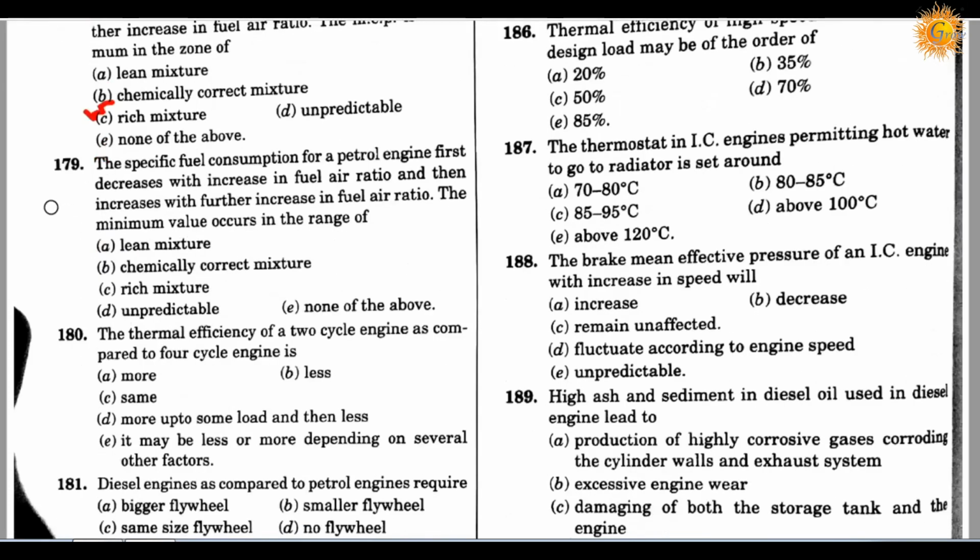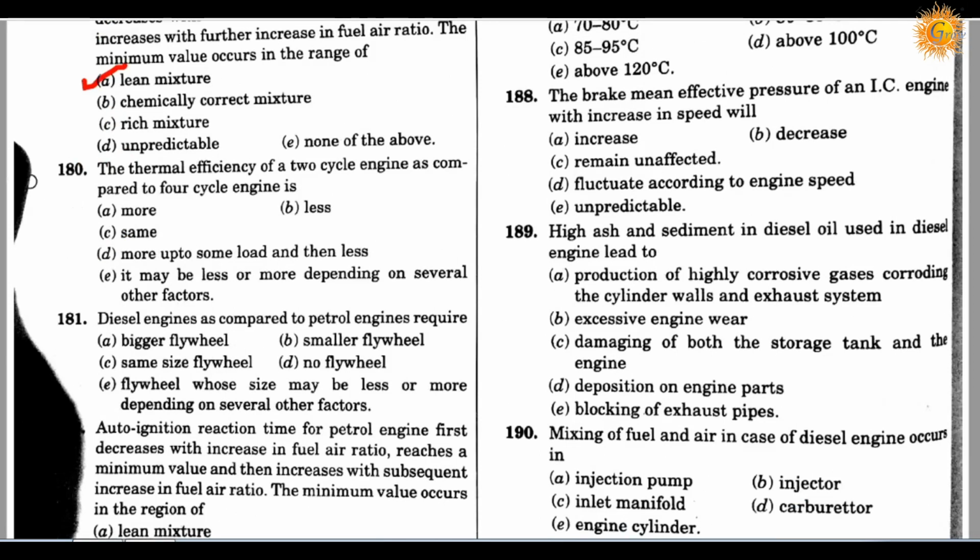Question number 179. The specific fuel consumption for a petrol engine first decreases with increase in the fuel air ratio and then increases with further increase in fuel air ratio. The minimum value occurs in the range of: option A, lean mixture; option B, chemically correct mixture; option C, rich mixture; option D, unpredictable; option E, none of the above. So the correct answer is A, it will be lean mixture.